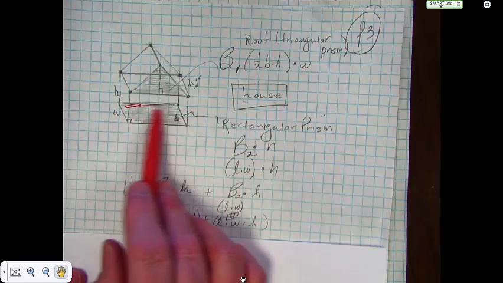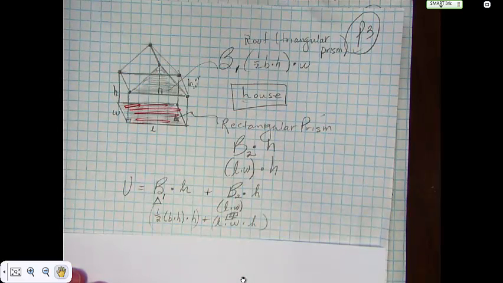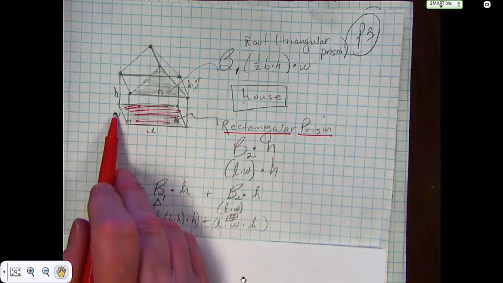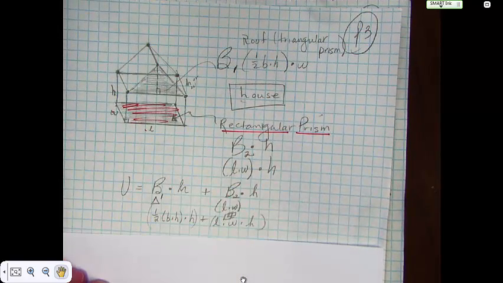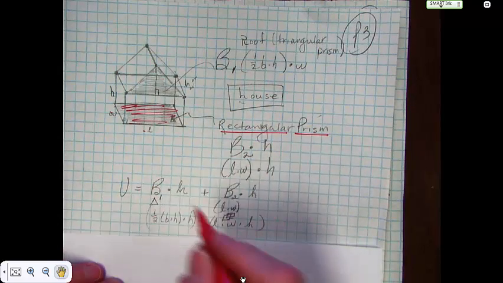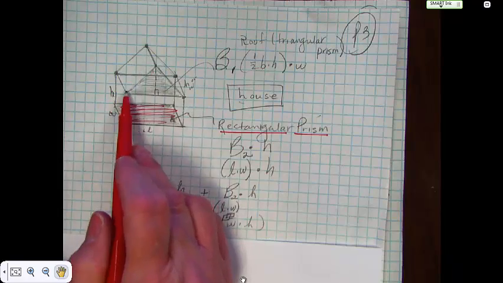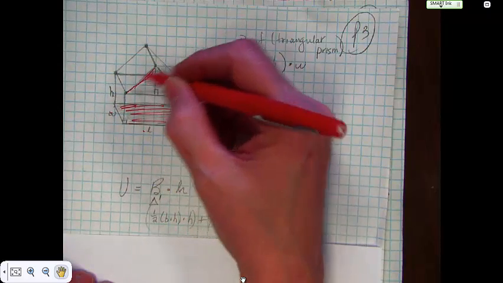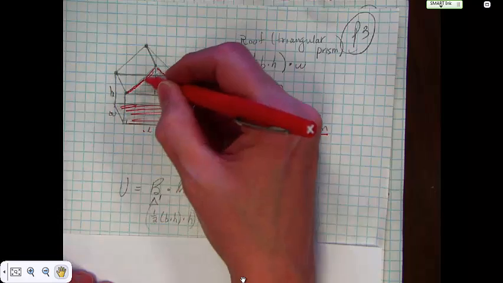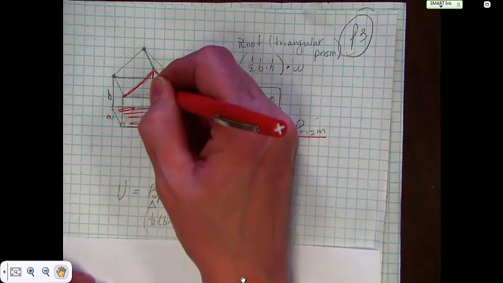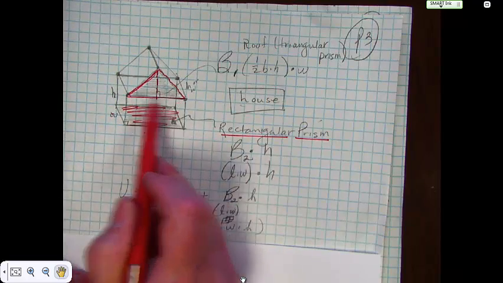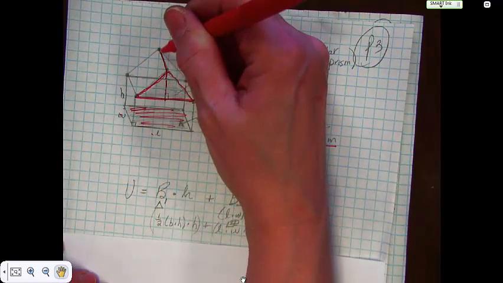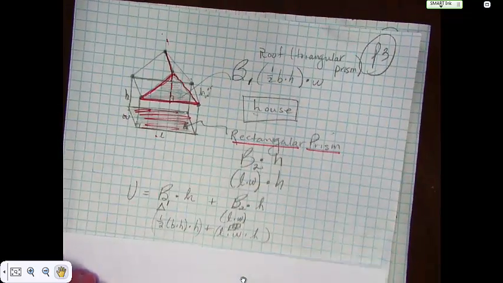The bottom part right here is a rectangular prism, and we know how to find the volume of a rectangular prism: length times width times the height. Then we need the volume for the triangular prism. Here is our base right here, and we have our base times our height. Height's right here. This is our base times height divided by 2. And then multiply it times the height and the distance across the roof. Makes it a little more complicated.